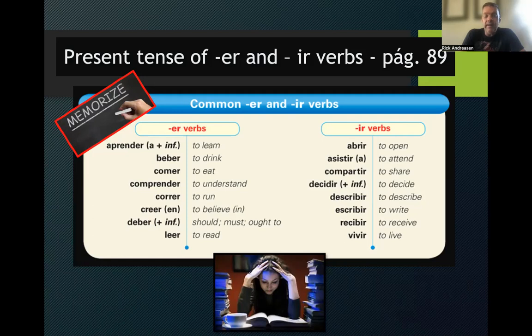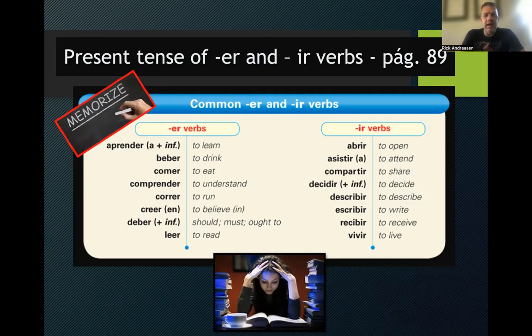Comer, we already talked about, to eat. Comprender looks like to comprehend, right? So that's an easy one. Creer, you'll see that creer has the preposition en. We say, I believe in ghosts. Yo creo en los fantasmas. So it's often followed by the preposition en. Now, if you say, I believe that what you told me is true, that's not the same thing as I believe in. So if you're saying I believe in, the preposition en follows the verb creer.